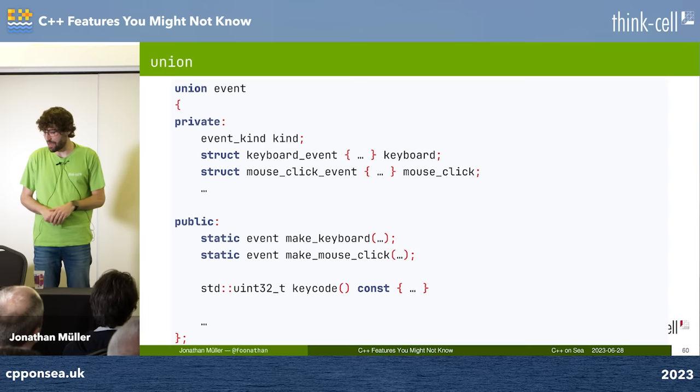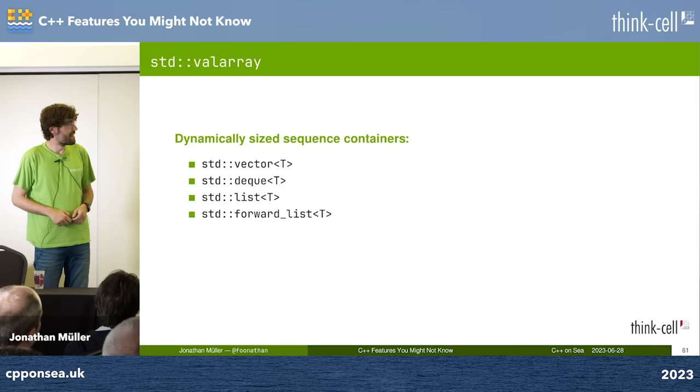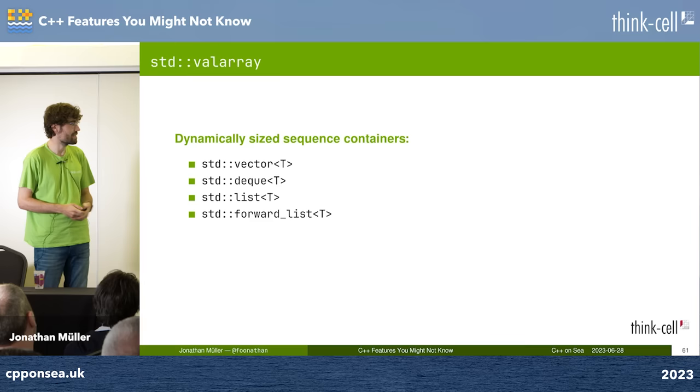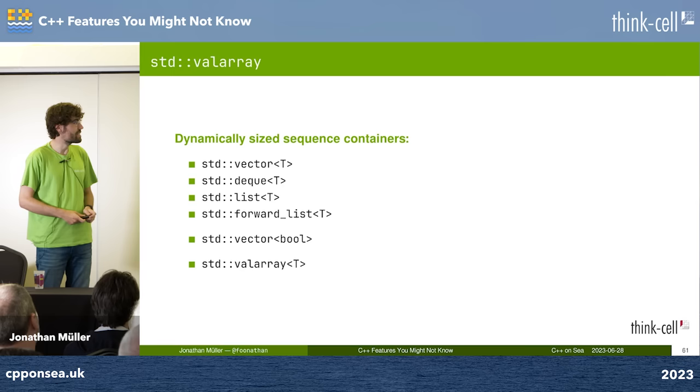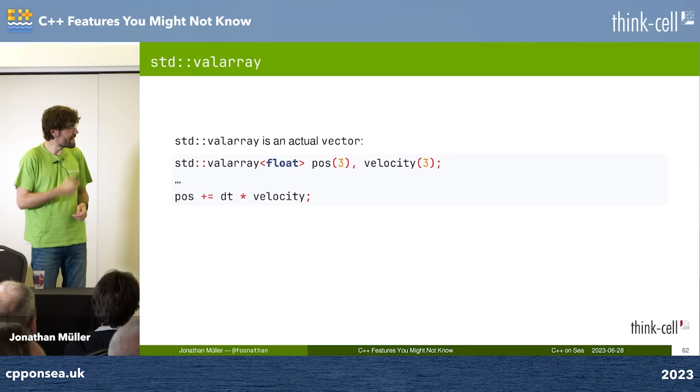The standard library, let's talk about the standard library for a bit. It has a bunch of dynamically sized sequence containers. Vector of T, deque of T, list of T, forward list of T. We've got vector bool, which is technically a different one, it just has the same name. And then we've got valarray of T. Now, who here has used valarray? One person, okay. So valarray is what should have been called vector, because it is an actual vector.